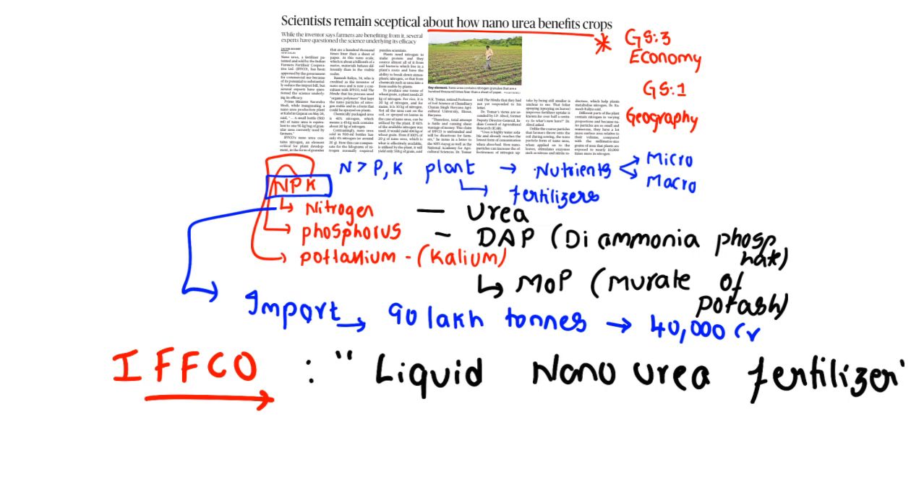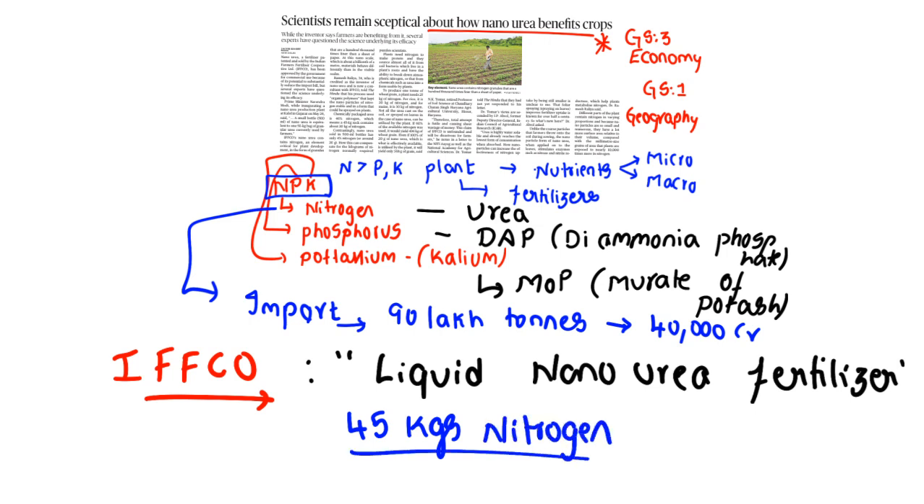Clear? Why? Because this is the first time that, see, it generally says it takes a very small amount of liquid nano urea fertilizer. The relevant data shows that for conventional fertilizers, it is 45 kgs of nitrogen.